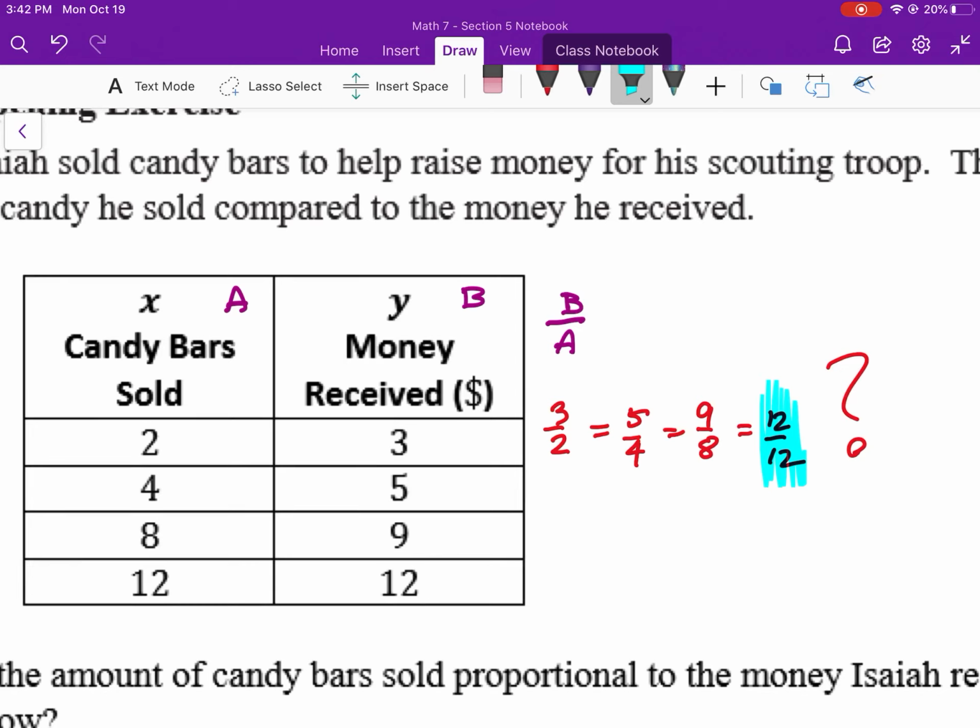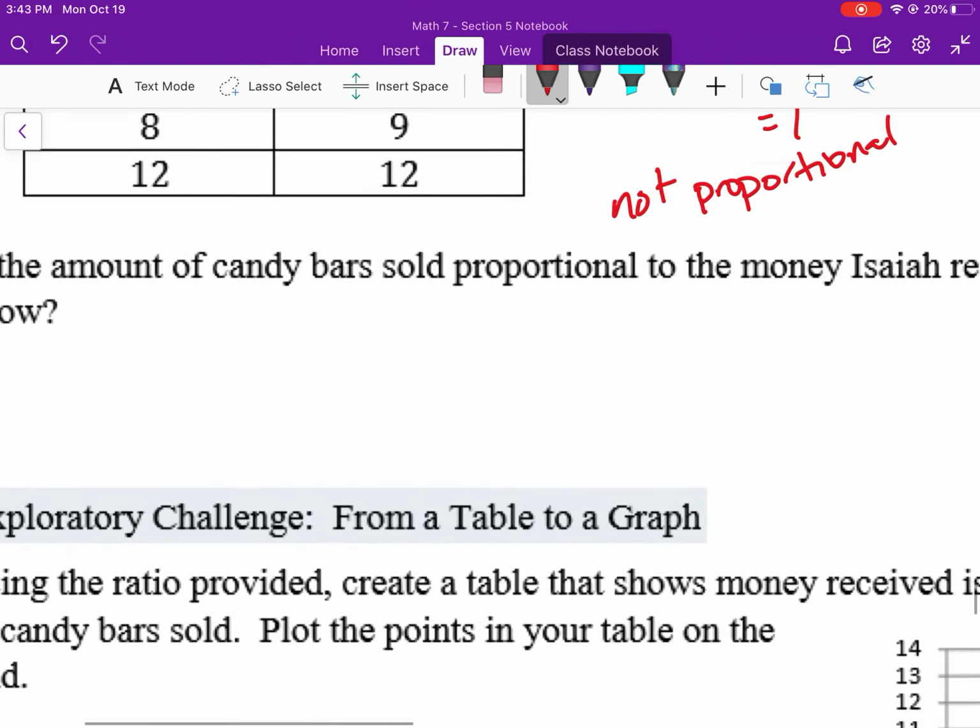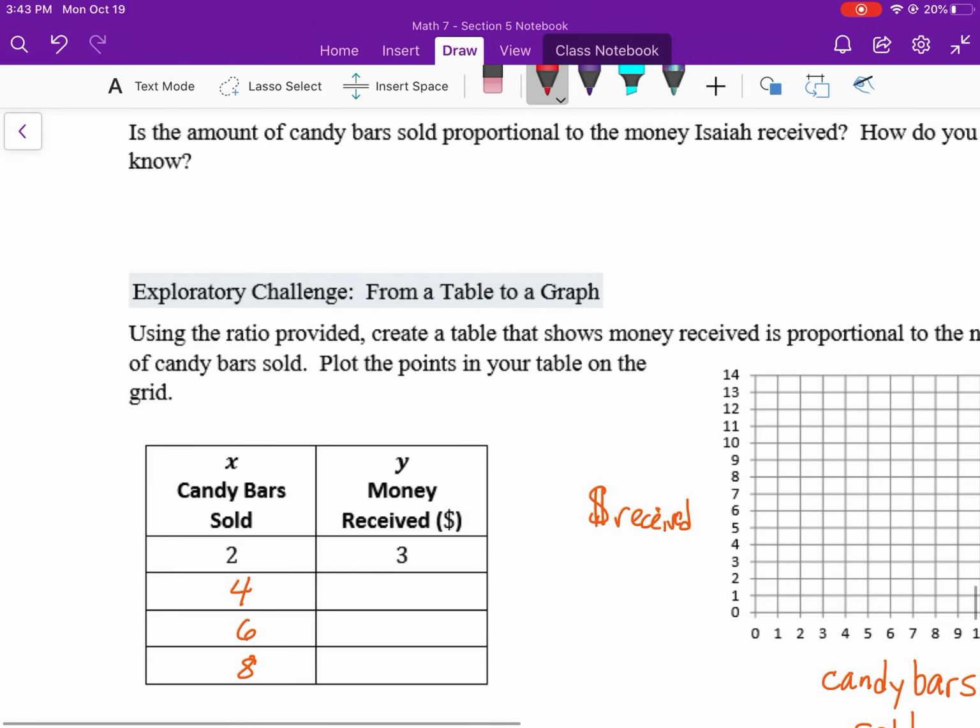Well, you're looking at this and you know this last one even without a calculator. What is 12 divided by 12? Well, that equals 1, right? Do any of these other fractions equal 1? And the answer is no. So I know from the table that it is not proportional, right? Not proportional. If you want to find a good way to abbreviate that, be my guest.